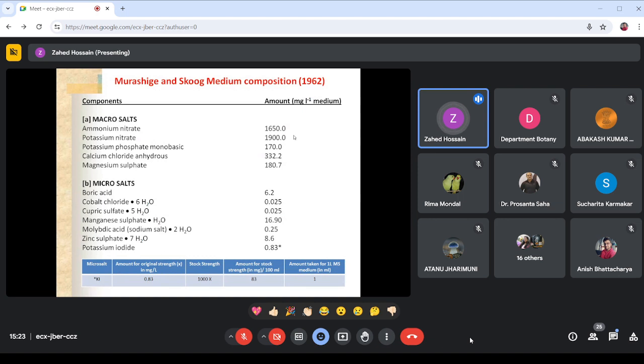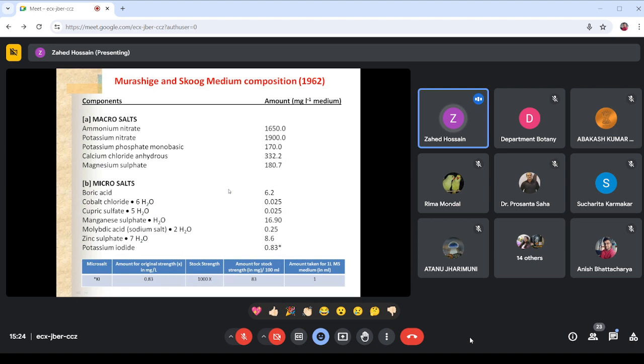Some are macro salts. That means these salts, which may be ammonium nitrate or potassium nitrate and so on, are required in a very large quantity. For example, you can find this is 1650 mg per liter. That means for preparing 1 liter of Murashige and Skoog media, you have to weigh 1.6 gram of ammonium nitrate or like that. But there are certain microsalts as well.